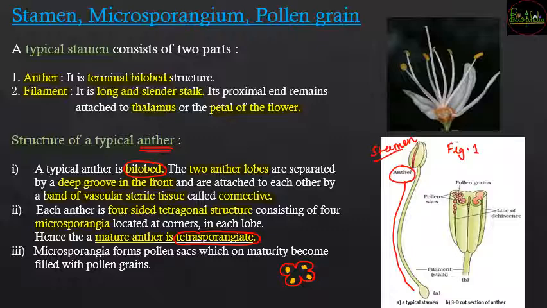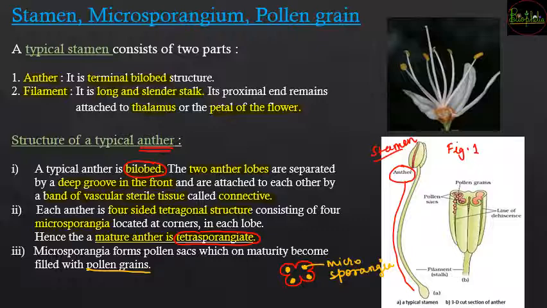Now let's see microsporangia. अब जो microsporangia we had made over here that are present at the corners of this transverse section, what is that? On the maturity of the anther, these microsporangia are going to divide itself to form the pollen sacs. और pollen sacs के अंदर क्या होता है? Pollen grains, right? And finally these pollen grains are going to be released out of the anther for fertilization, right?